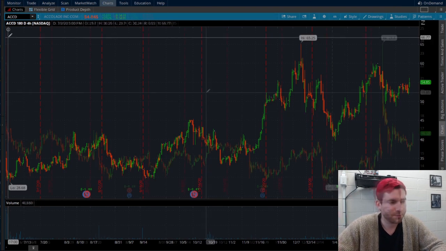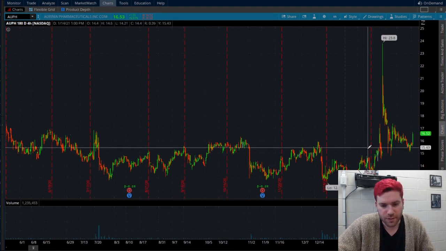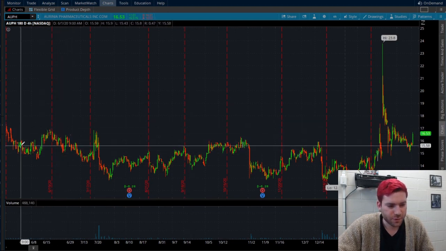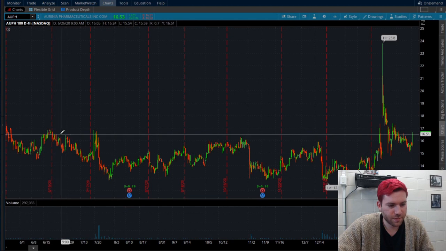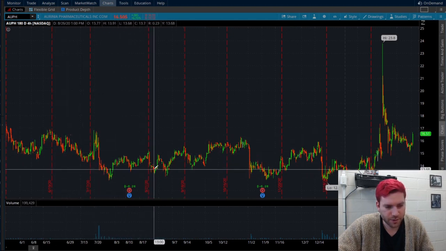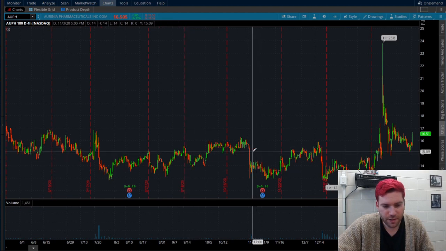Let's look at one more. AUPH is a nice pharma play. We called it twice and made money. But let's look at the reversals again. Let's go over here. Nice bowl shape. Bowl shape. Many of these are going to take many days to reverse.